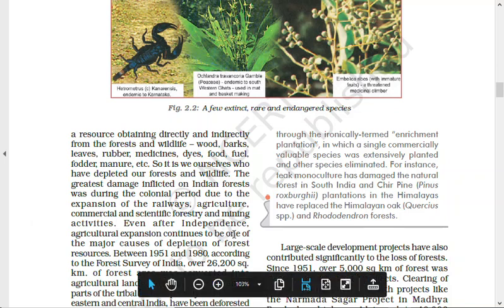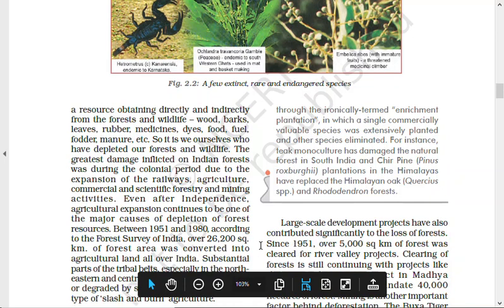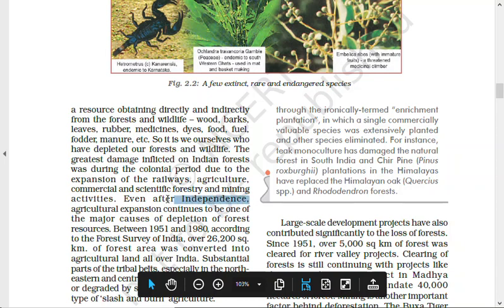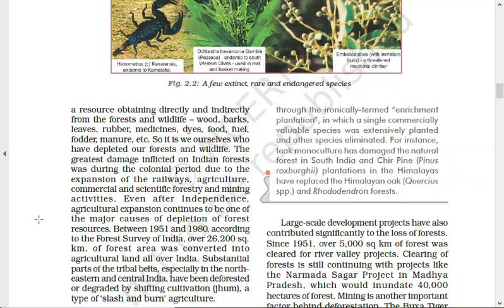Even after independence, agricultural expansion continues to be one of the major causes of depletion of forest resources. When we got independence, we had around 300 million people in India, and we were starving. We did not have enough food. In the initial years, we used to get substandard wheat from America, and because of that we had to compromise our national integrity and sovereignty, in terms of Pakistan and other things. India was a poor and hungry country, so the first objective was to feed Indians. Three times food was required, and only then could we think about other development. So the first five-year plan, which started in 1951, put more emphasis on agricultural production.